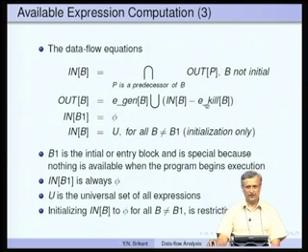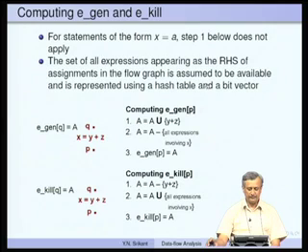Now, we also have to look at some details of how to compute E gen and E kill. Let us say the statement is of the form x equal to y plus z. Here we are at this point q and then we are given the E gen at this point q. Now, we are looking at E gen computation within the basic block. We have to look at every statement in the basic block, see how the E gen set is computed. To begin with, at this point let us say E gen is given to us.